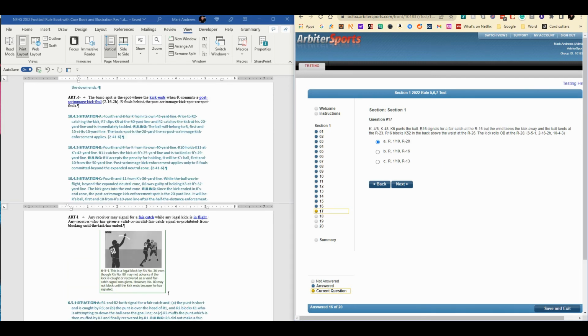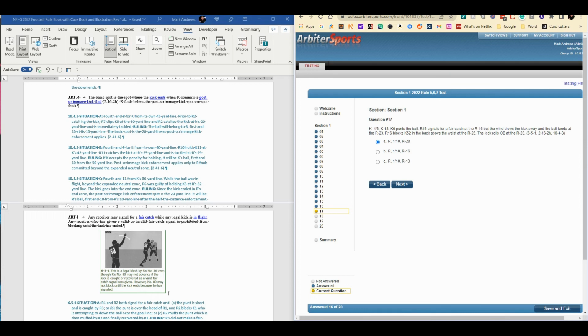All right, question number 17. K 4th and 6 at the K48. K16 punts the ball. R16, remember that number. R16 signals for a fair catch at the R16. But the wind blows the kick away and the ball lands at the R23. R16, that's our man who gave the fair catch signal, blocks K52 in the back above the waist at the R26. Kick rolls out of bounds at the R28.